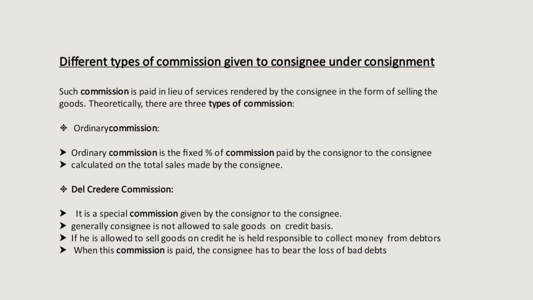That is, in case any bad debt is there, the consigner will not bear that loss. That loss will be borne by the consignee. But in return, the consignee is getting a special commission that is called del credere commission. So, this commission is given to him to collect the proceeds from the debtors.